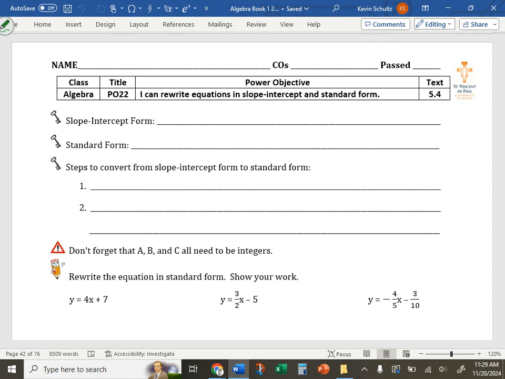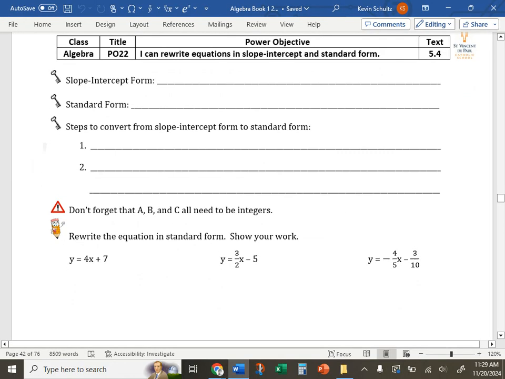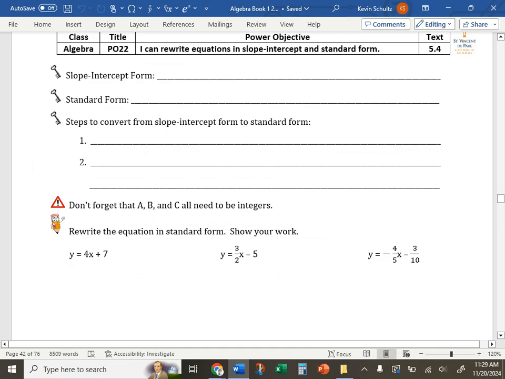We are doing the first page of PO22 because it's a little more tricky than the second page. On the second page we went from standard form to slope-intercept form. Today we're going the other way. We're going from slope-intercept form to standard form.